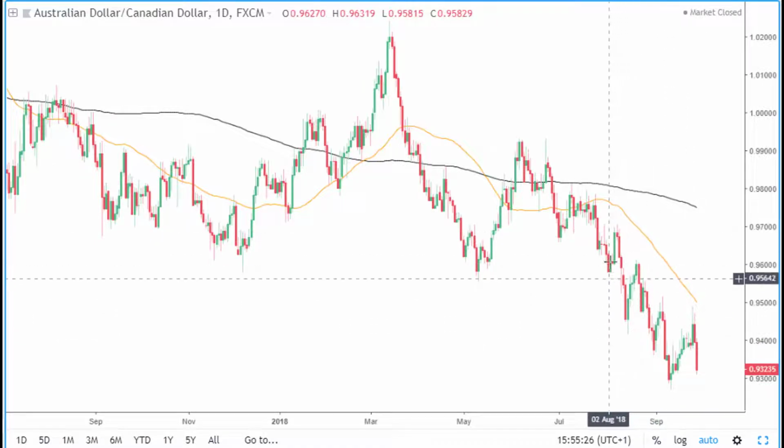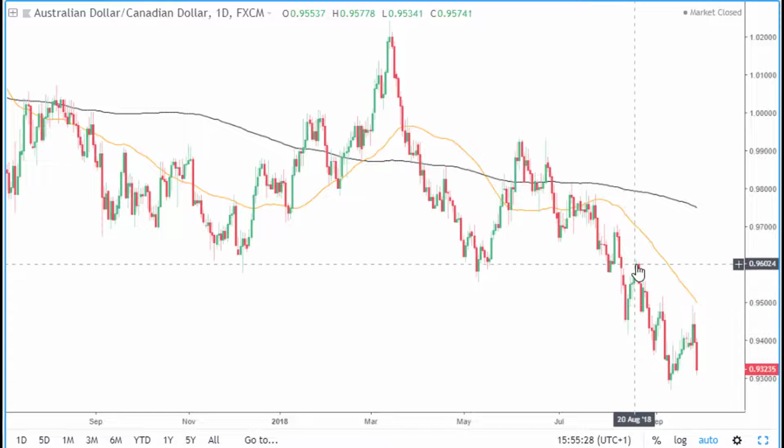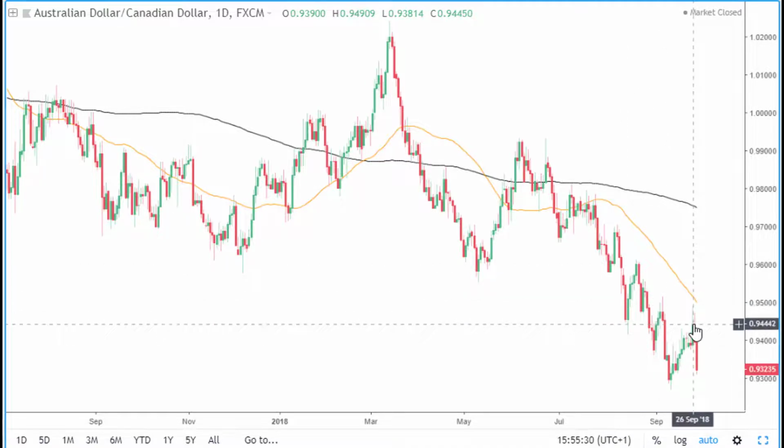As you can see, price pulled back here, then moved to the downside. Again, another pullback here, another one here, and another one here.